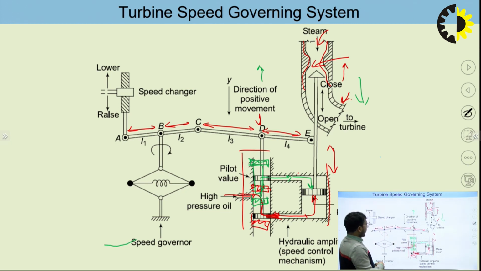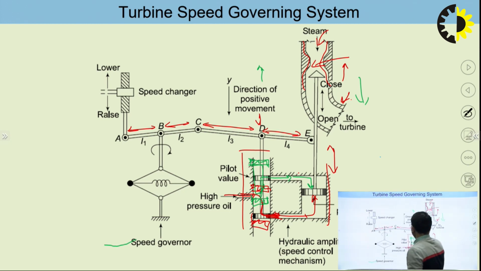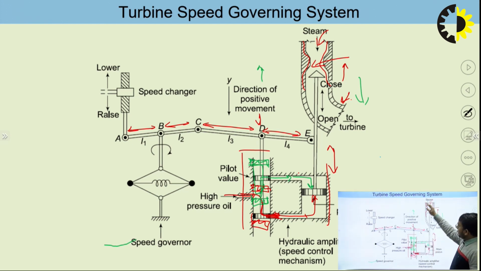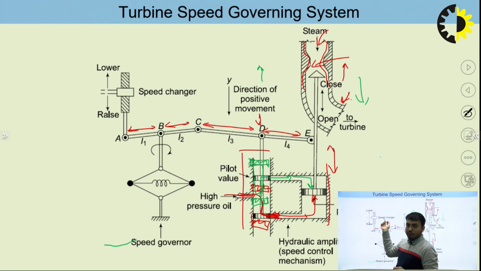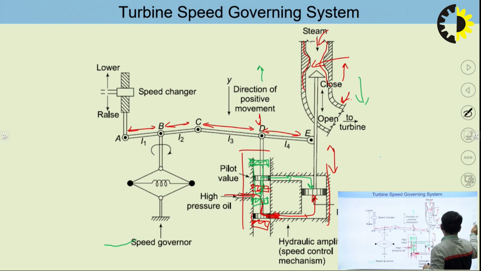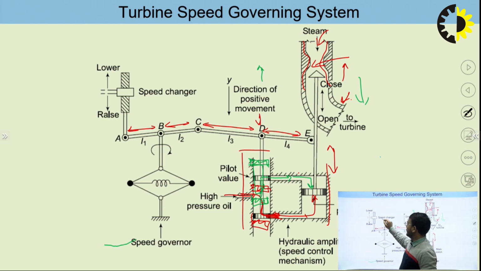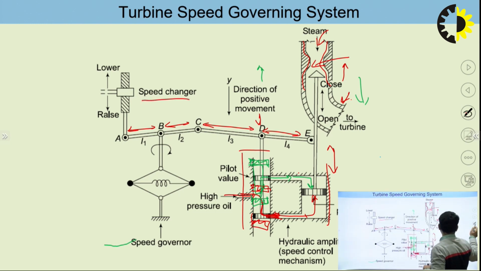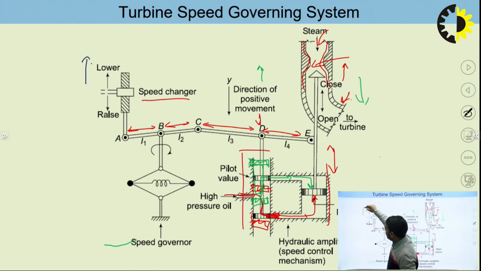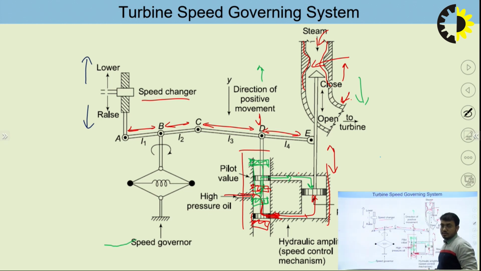Okay, now this is one criteria by which you can control the flow of this steam, right? So this is one criteria. The second one is the manual operation. So how can the manual operation be carried out? See, here is the speed changer unit. With the help of this speed changer unit, you can see this is for lowering the steam flow and this is for raising the steam flow.